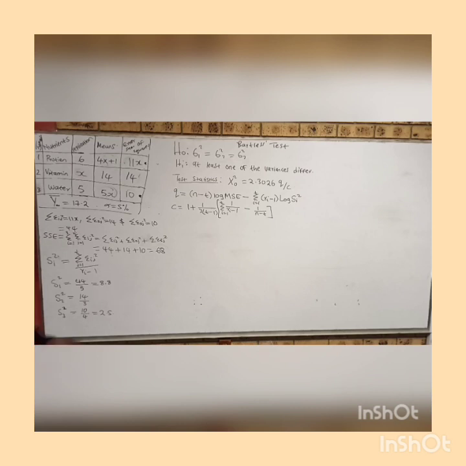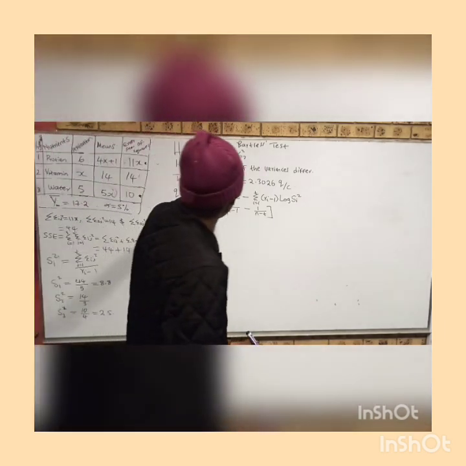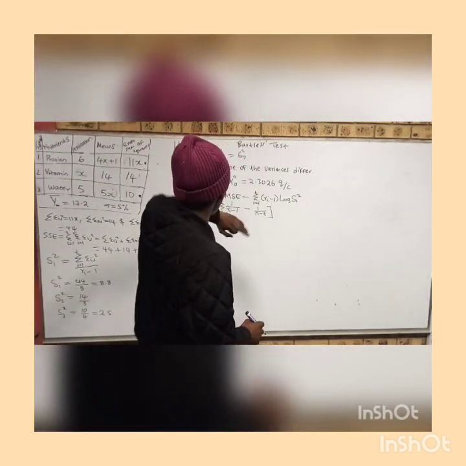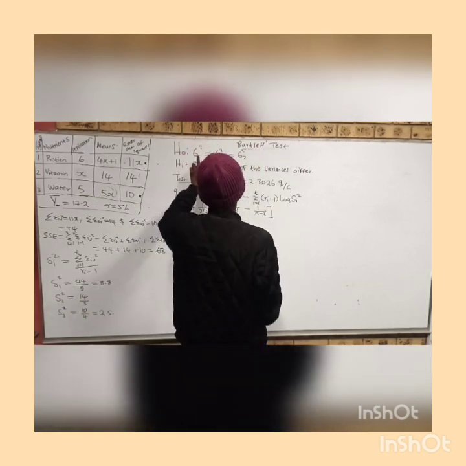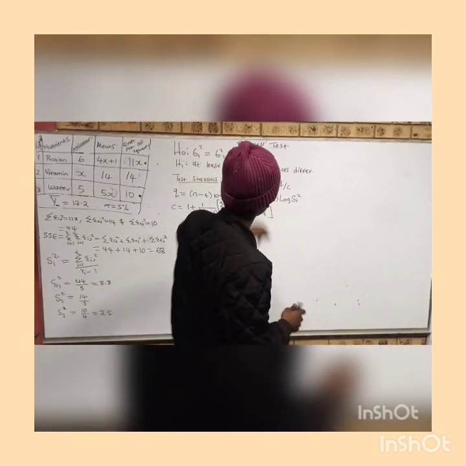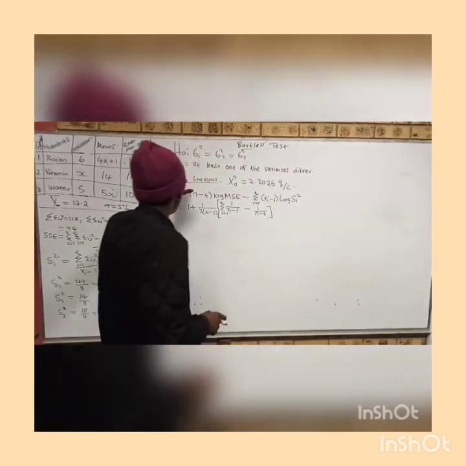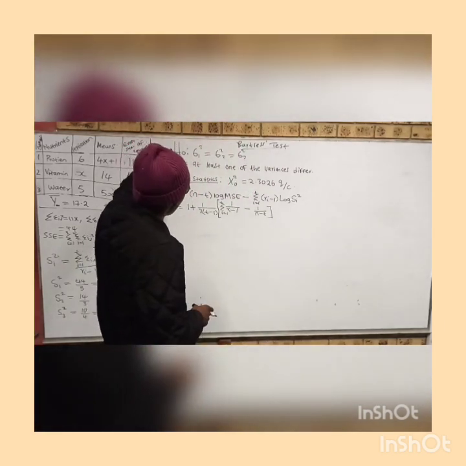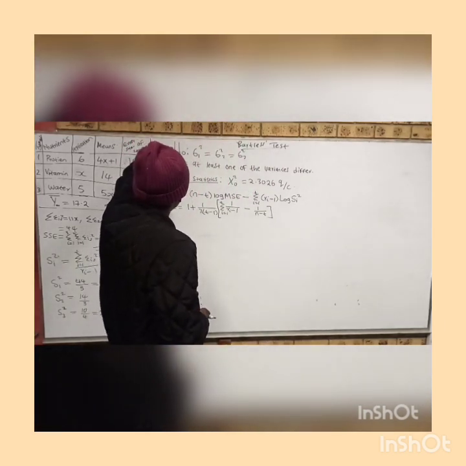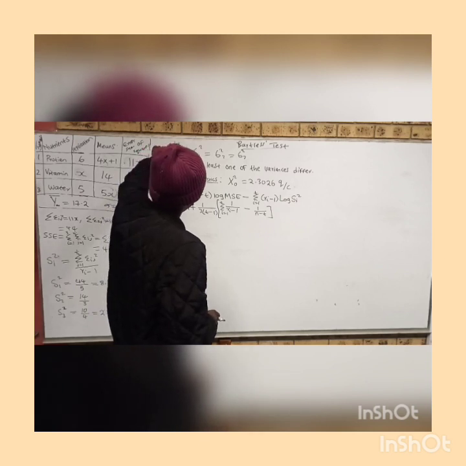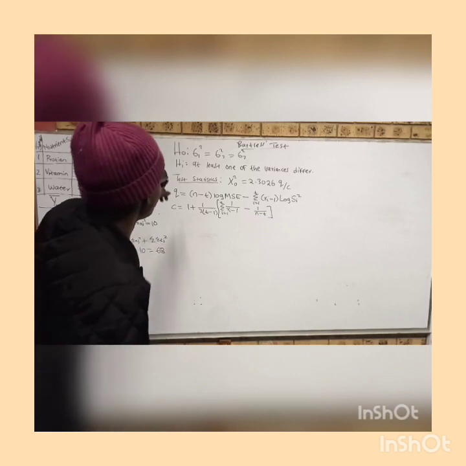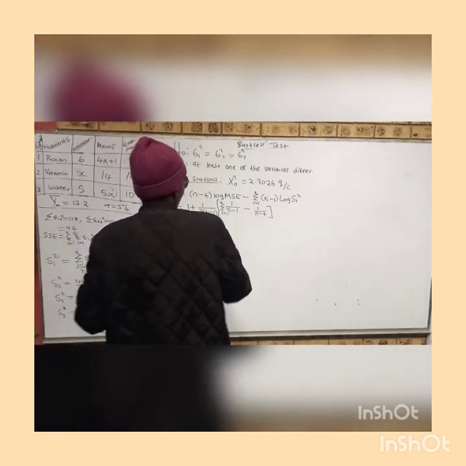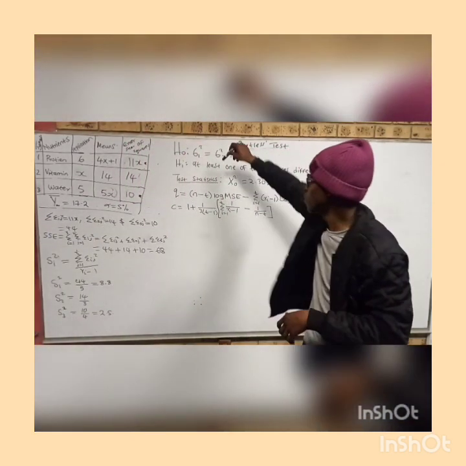So we have our test statistic here. We are testing the variances under Bartlett's test: the variances for treatment number 1, number 2, and number 3 are constant. This is our null hypothesis.